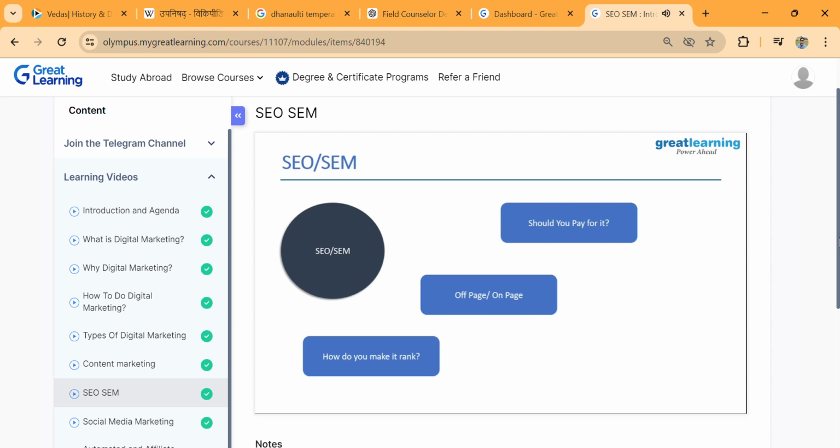Should you pay for it? Now, let's assume that you've been doing all these best practices, but it's still not working for you. Then you can always pay for these things. This is called paid marketing, right? SEM, rather, sorry, that is search engine marketing, where you probably throw in ads on certain keywords so that those keywords rank and they start giving you traffic.